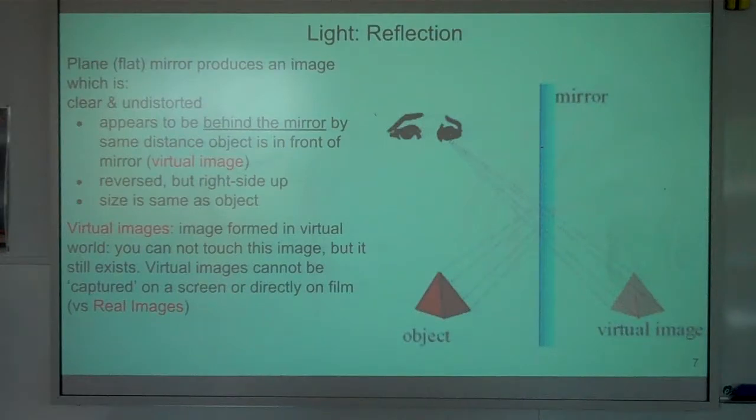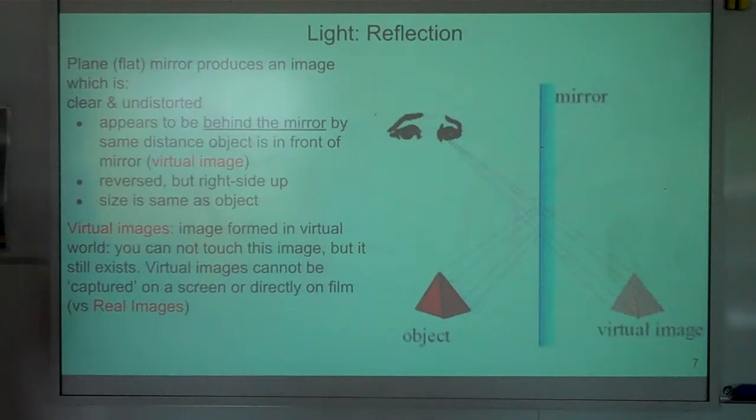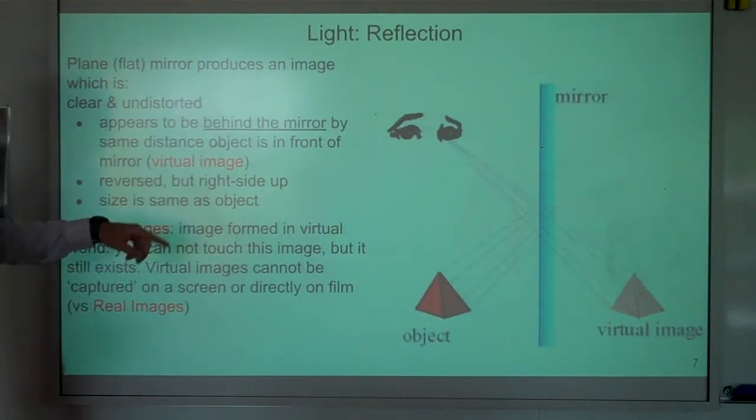Now, that's a plane mirror, and the image is clear and understood. It appears behind the mirror at the same distance, so that's no surprise to you. When you're standing a metre from a mirror, your image looks like it's standing a metre from the mirror on its side of that surface. It's called a virtual image. It's reversed but right side up, and the size is the same as the object.